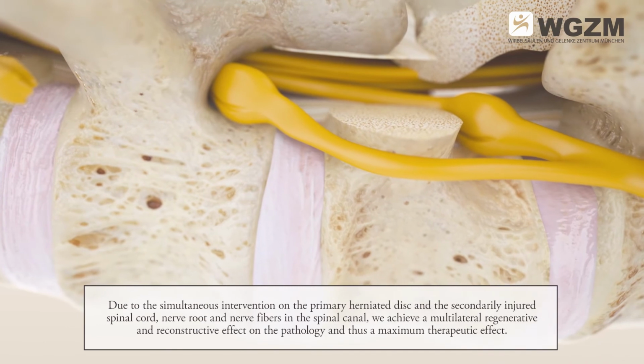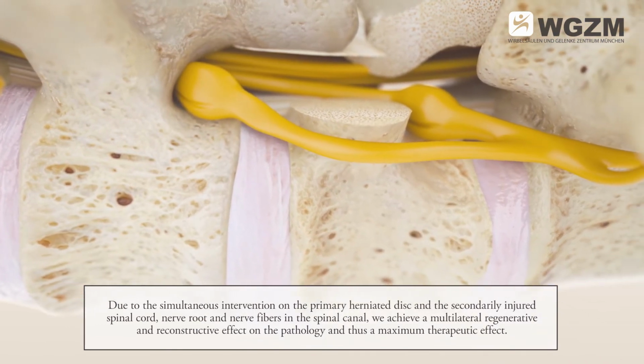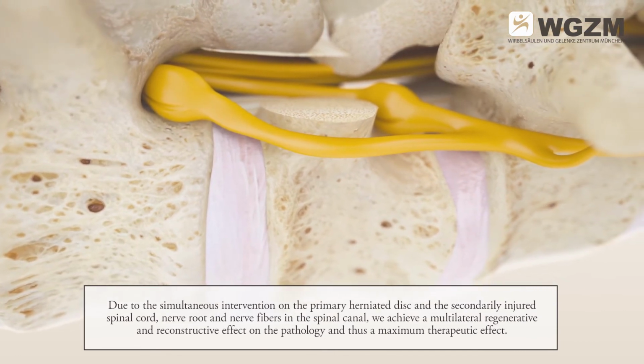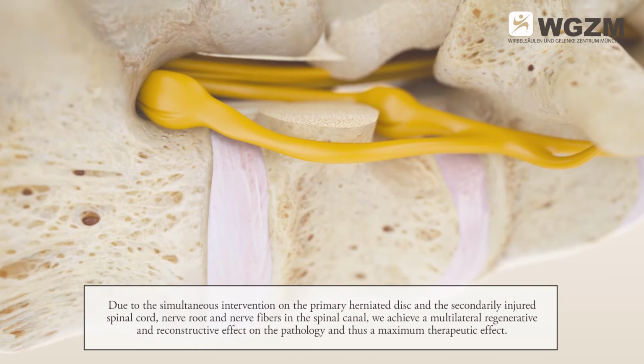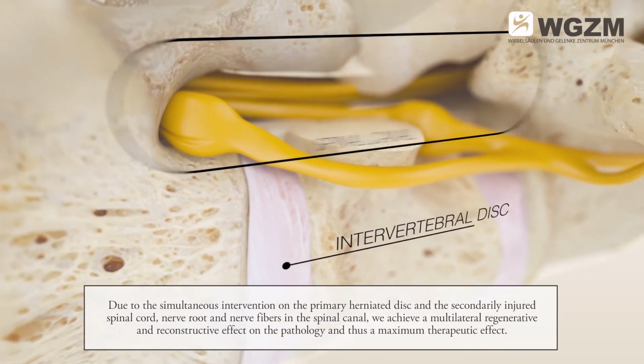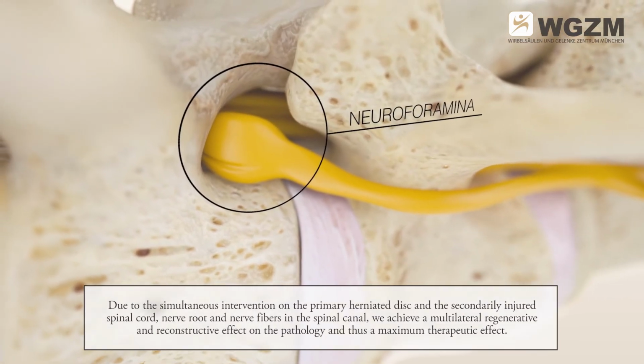By simultaneously intervening on the primary herniated disc and the secondarily injured spinal cord, nerve root and nerve fibers in the spinal canal, we achieve a multilateral, regenerative, and reconstructive effect on the intervertebral disc, spinal canal, and neuroforamina, and thus a maximum therapeutic effect.